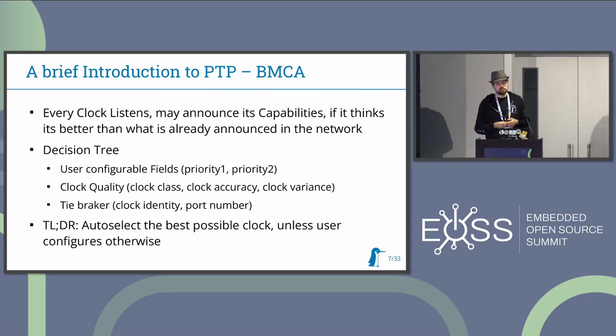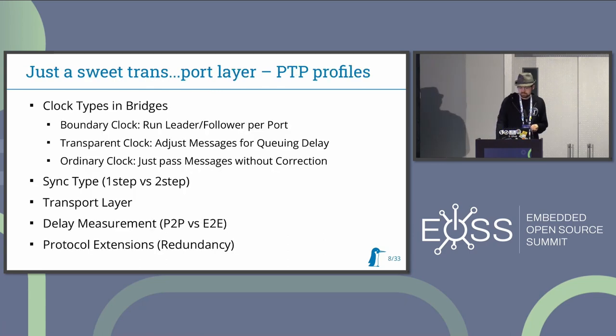And there are also some tiebreakers if you have different clocks of the same class. The idea is basically, if you want to become a leader clock, or if your system thinks it's a good leader clock, it will announce that to the network, and then this algorithm runs that selects the best leader clock there. That's in a nutshell how PTP works.